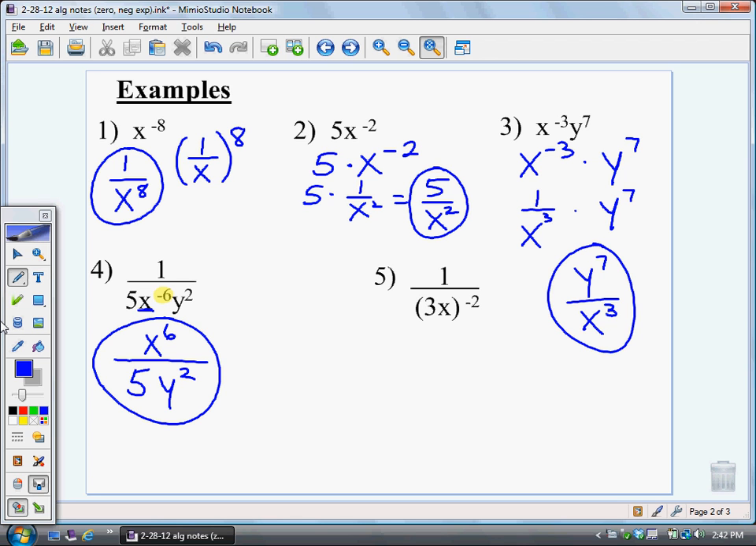And then in number 5, I have the negative exponent. Here's the negative exponent, right, but it's on parentheses. So that's the whole base. That whole base is going to go to the top. The whole base, 3x, and I would change that from a negative 2 to a positive 2. The bottom, since there's nothing left, I have to make it a 1. And now I just take 3x squared. 3 squared is 9, and x squared is x squared, and that's the answer.